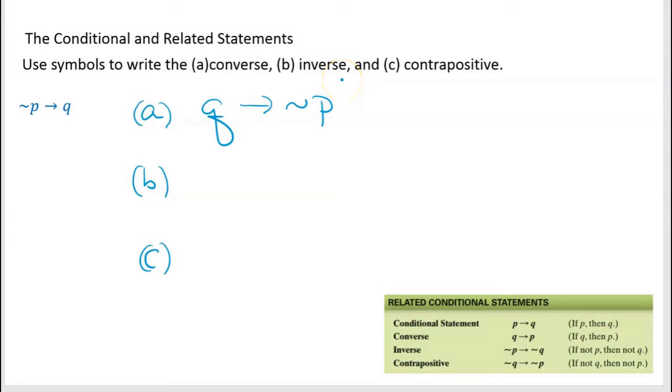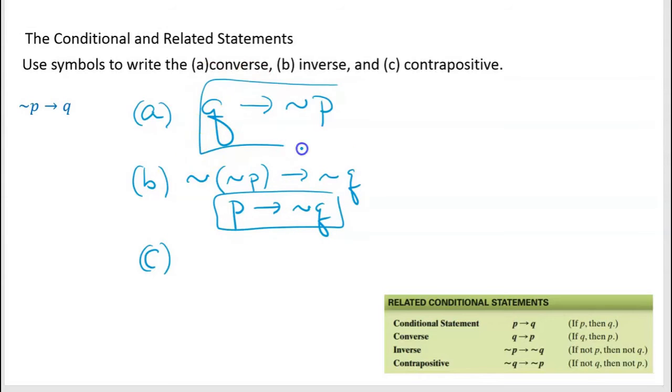Inverse is the flip it. So I take my original over here and I negate both of them. I keep the order the same. So not P negated, and if you really want to write it, it's not P, right? Implies not Q. But that's not simplified because not not P, of course, is P. So this is P implies not Q. And that's the final answer, whereas for the converse, that's the final answer.